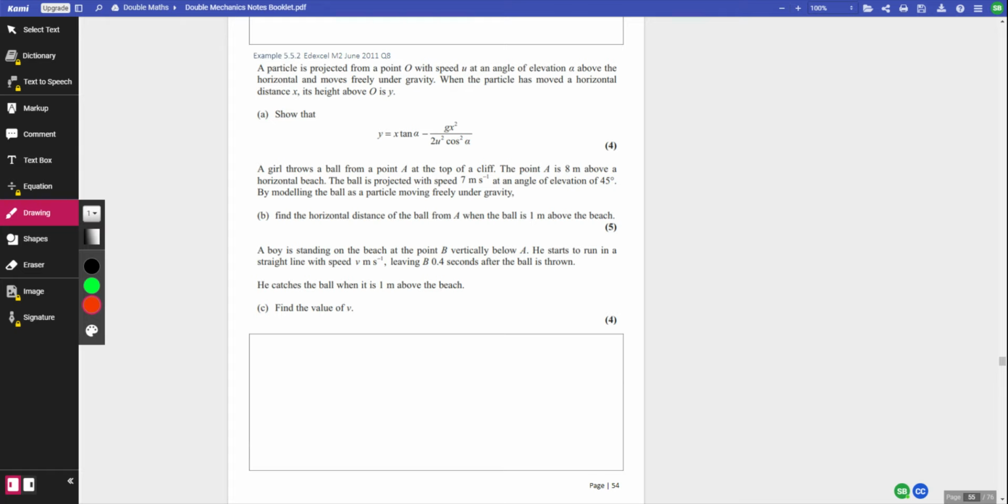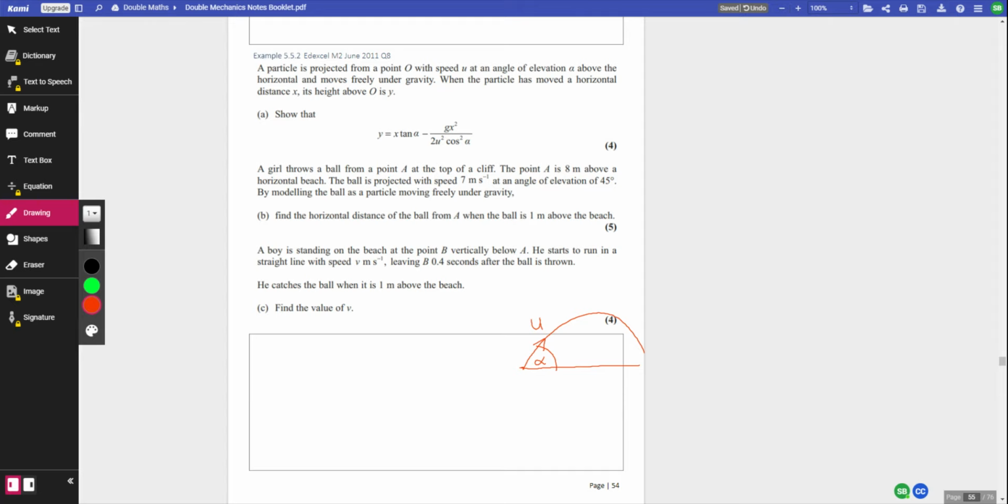As with most projectiles questions, it's always useful to have a quick sketch of what's happening, just so we have all the right information. So we've got a particle being projected from a point O. For the purpose of this question, I'm assuming that point O is on the ground. It won't affect any of the working out that we do afterwards if it's not on the ground. The method will still work. So it's projected with a speed of u at an angle of elevation alpha. And we're told that when the particle has moved a horizontal distance x, its height above O is y.